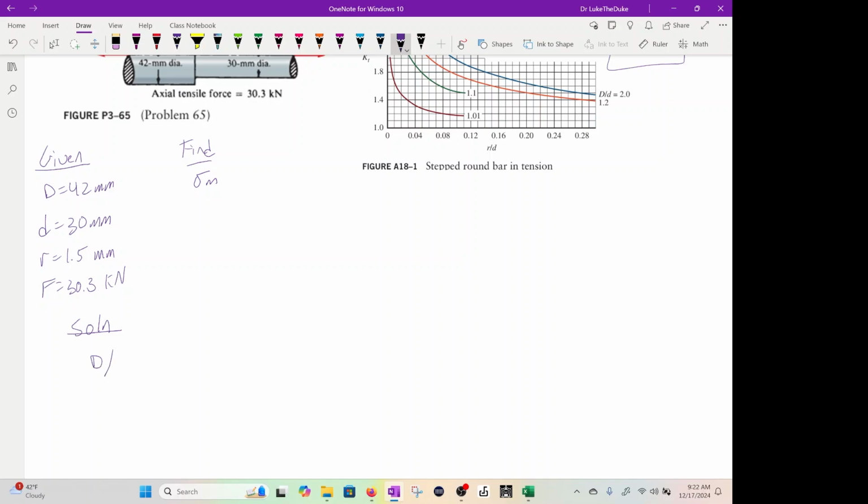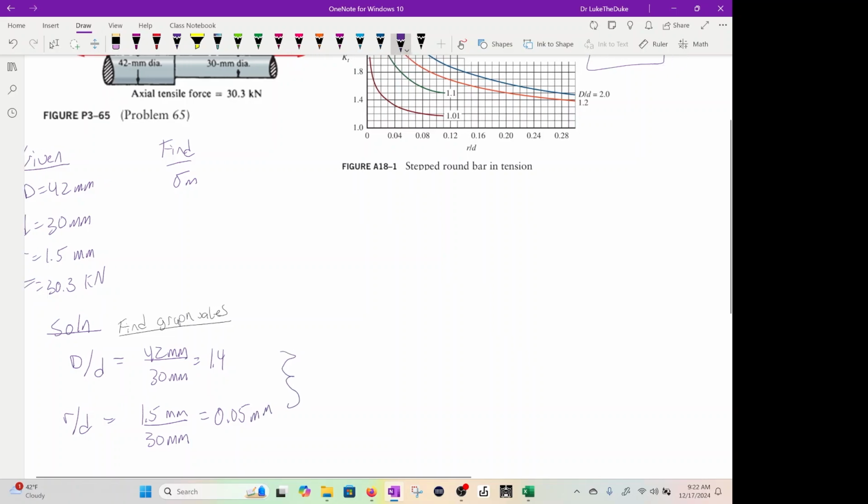We have to look for big D over little d: 42 millimeters over 30 millimeters. We get 1.4. R over d, we get 1.5 millimeters over 30 millimeters. We probably should put a heading. Let's just put find graph values, maybe. And this is 0.05.